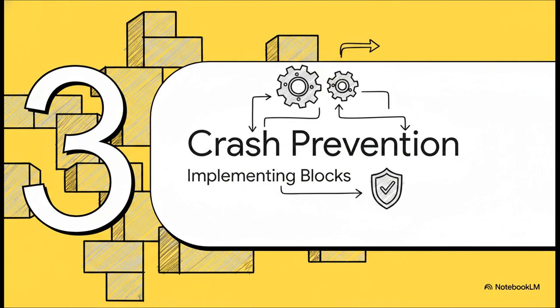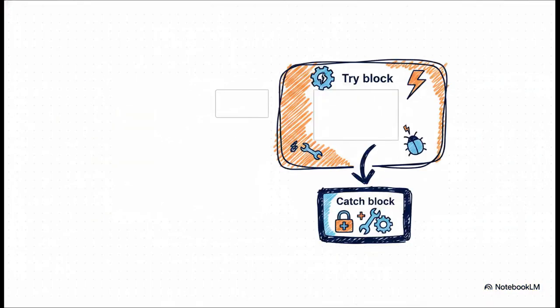Let's actually look at how this structure works in practice. The visual relationship here is key. You take your normal, potentially risky operations, and you physically wrap them inside that top block, the try block. And sitting patiently right beneath it is our security measure, the catch block. By structuring our programs this way, we are intentionally separating the risky behavior from the emergency response.